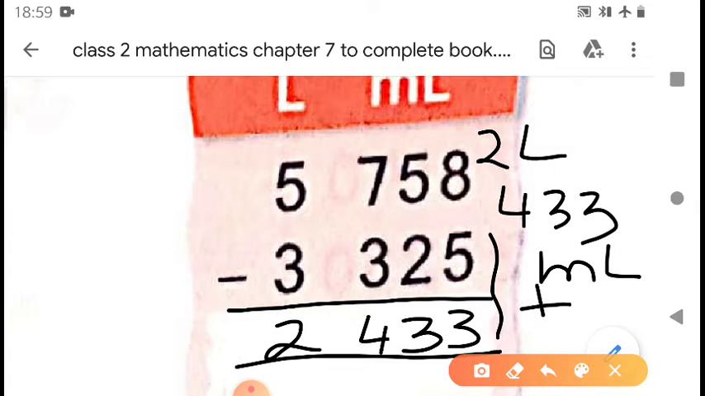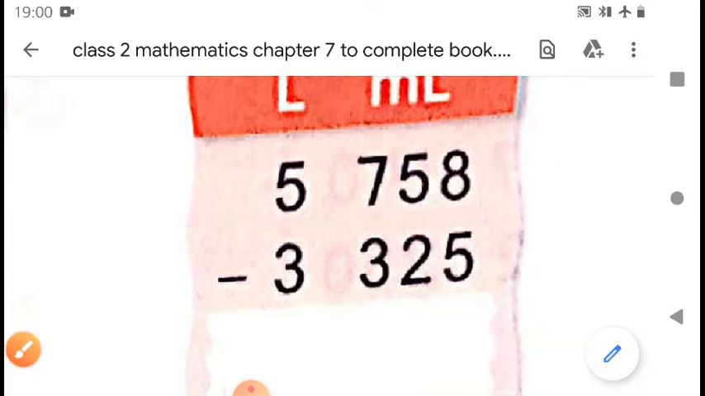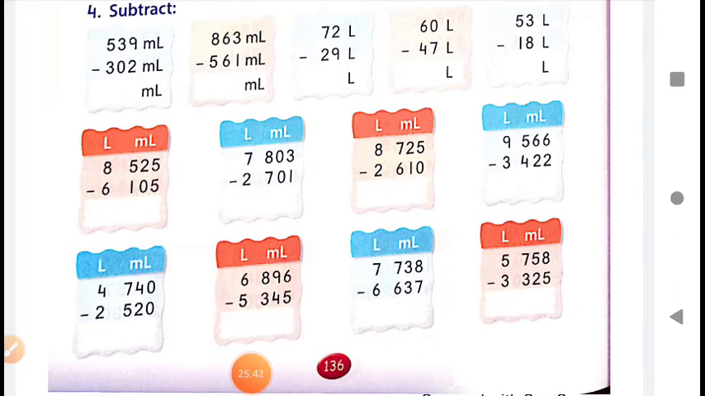8 minus 3 is 5. 5 minus 3 is 2. And 7 minus 4 is 3. And subtracting the liter, 5 minus 2 is 3. So 5 liter 758 milliliter minus 3 liter 325 milliliter is equal to 2 liter 433 milliliter, which is correct. So we have completed subtraction also.